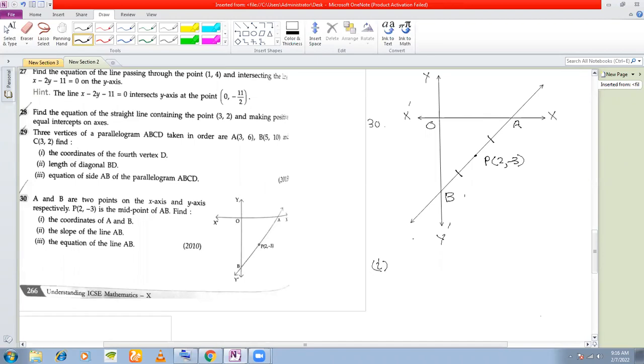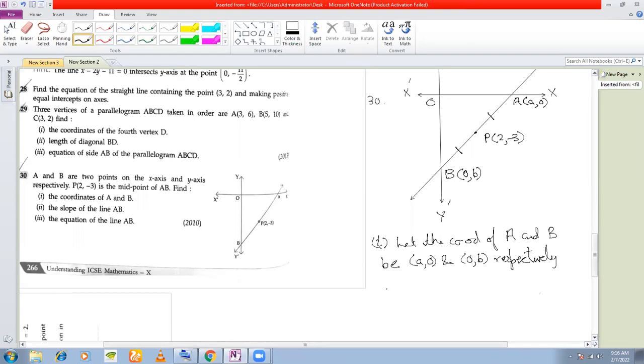Now see, because A is a point on the x-axis, I can take the coordinates of A to be (a, 0). And because B is a point on the y-axis, I can take the coordinates of B to be (0, b). So I start by saying let the coordinates of A and B be (a, 0) and (0, b) respectively. Right?